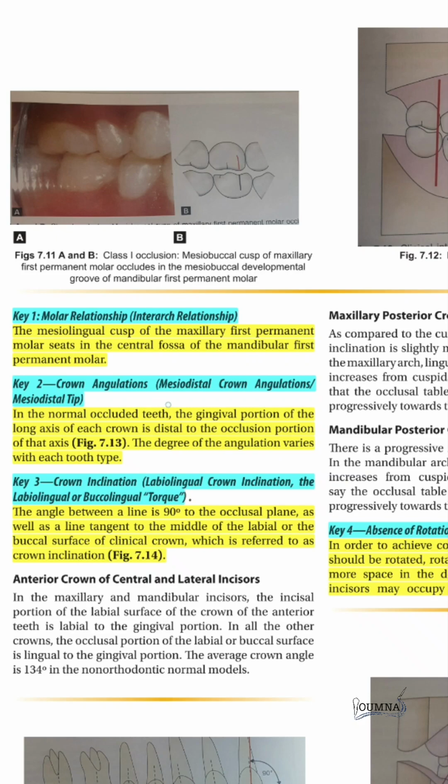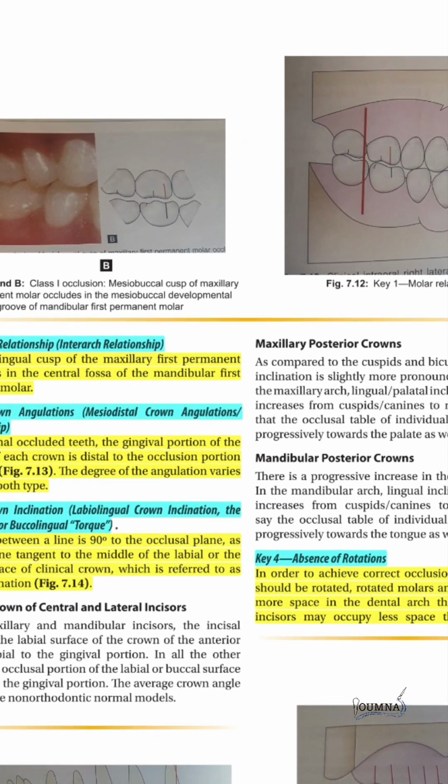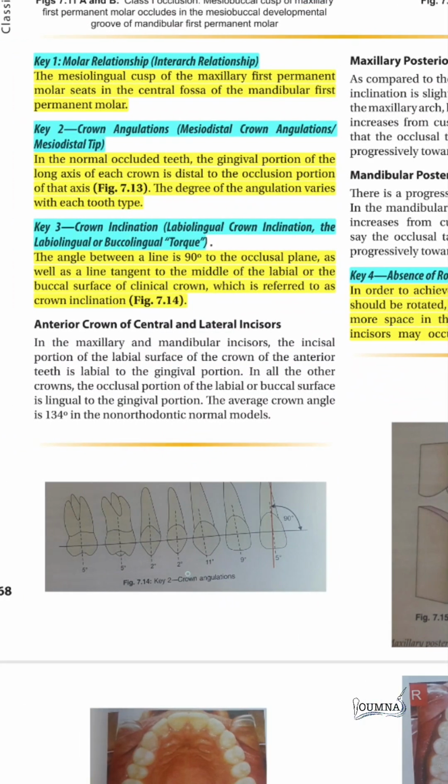Crown angulation, which means this is the crown angulation. It is when the gingival portion of the long axis of each crown is distal to the occlusal portion of the axis, which means that the gingival portion of each tooth has a distal inclination, and it varies from one tooth to another.